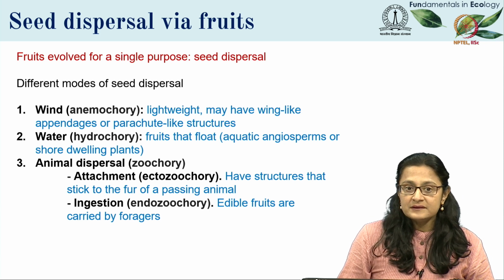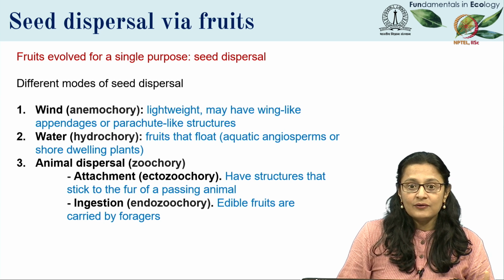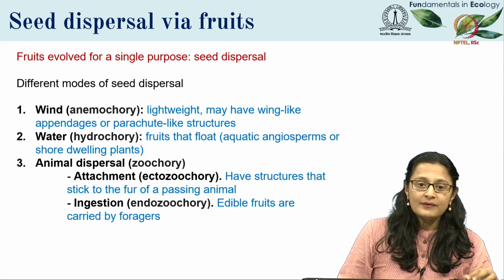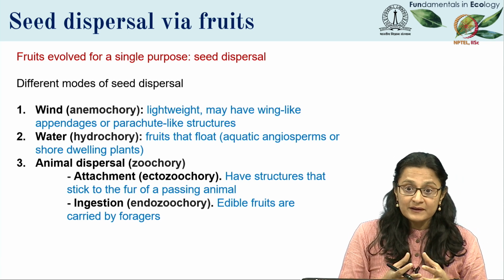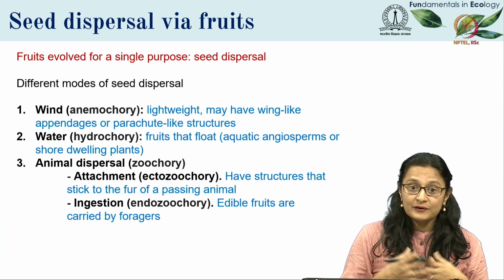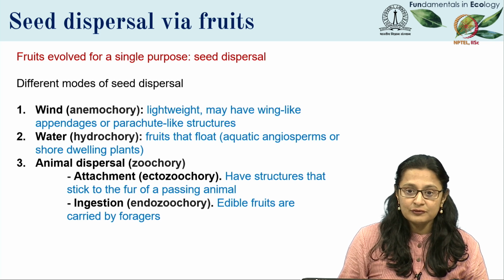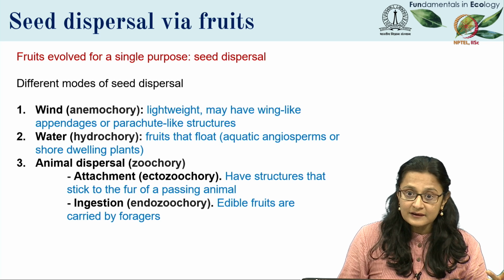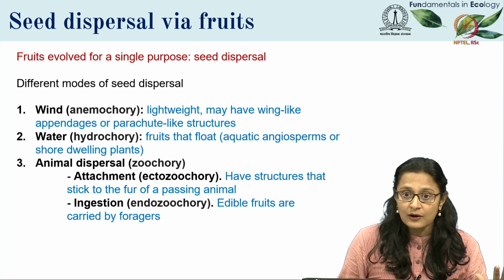There's also animal dispersal that is via ingestion, right? So this is endozoochory. Now, fruits that have evolved for animal dispersal create outer coatings that are edible, and so therefore they're carried by foragers. There are two categories of ingested fruits. One is when the seeds are carried in the gut of animals, and so therefore carried until they're passed out.